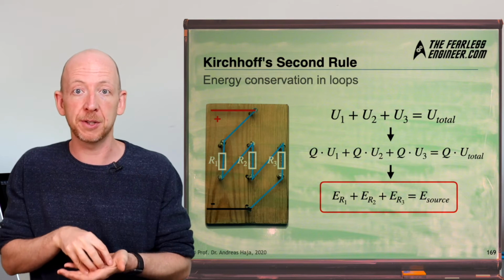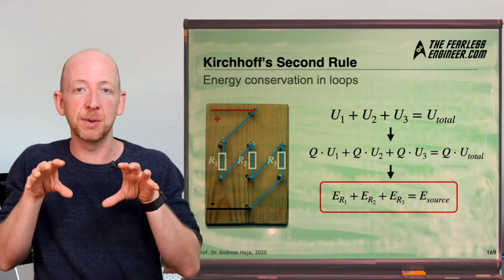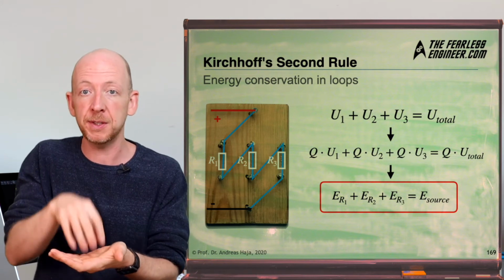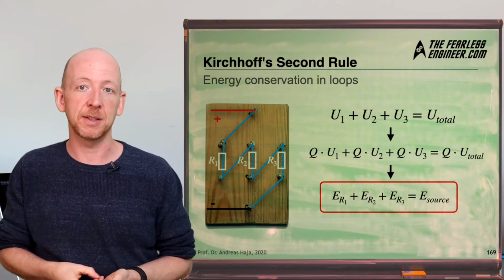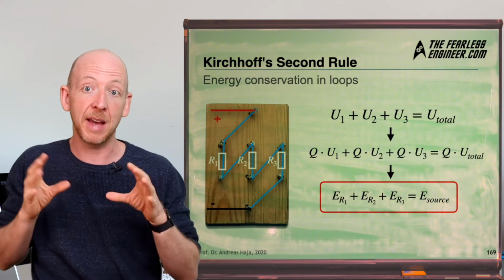The potential energy of the charge carriers, which results from the potential difference within the source, is converted into kinetic energy. And if the charge carriers move through a component such as a resistor, the kinetic energy is converted into other forms of energy such as heat. And the sum of all forms of energy in the circuit is identical to the source energy at any given time.